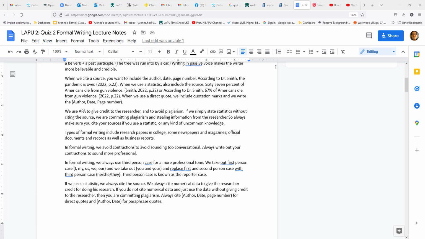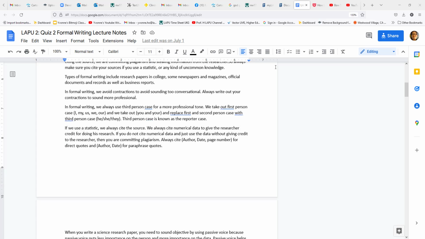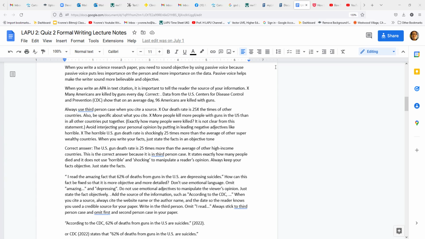And in formal writing, we also use third-person case for a more professional tone. We take out first-person case, I, my, us, we, our, and we take out second-person case, you and your, and replace first and second-person case with third-person case. Third-person case is also known as the reporter case. If we use a statistic, we always cite the source. When you write a science paper, you always use passive voice.